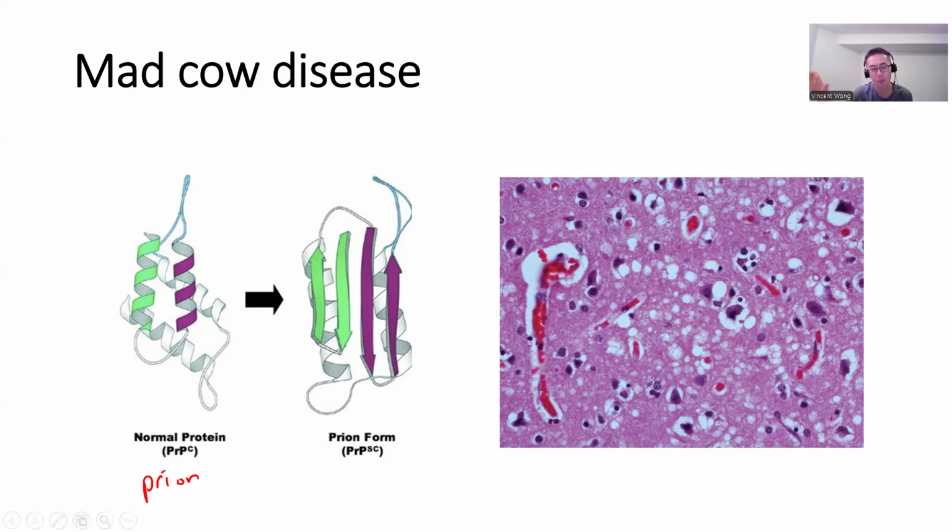Okay, the proper name for mad cow disease is spongiform encephalitis. Encephalitis means your brain is inflamed, and spongiform means it looks like a sponge full of holes. Needless to say, it is deadly. Now, mad cow disease is not caused by bacteria or viruses. It's not even caused by a living organism. It's caused by misfolded protein.